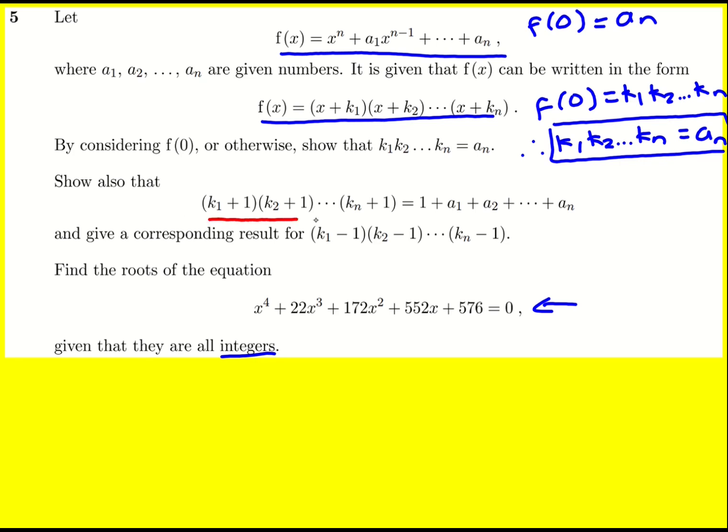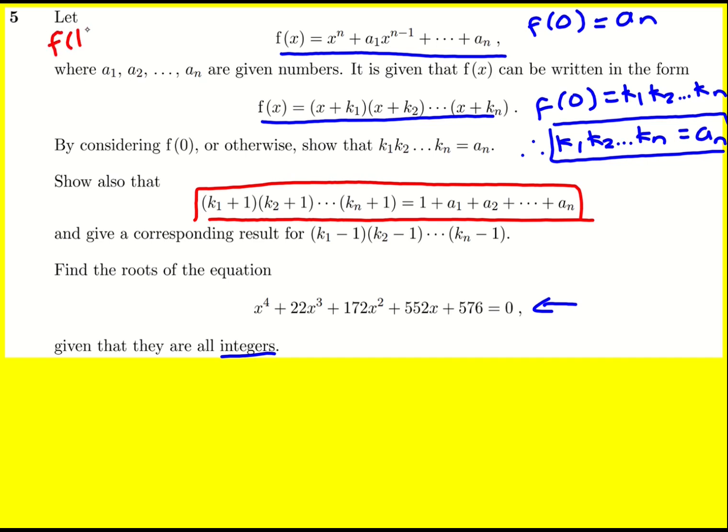Show also that this result is true. What I can do here is let x equal 1 in the second formula. So I'll put it equal to 1 in the first formula as well. f(1) is just going to be 1 plus a1 times 1 to the n minus 1. That's just 1. So 1 plus a1 plus a2 all the way up to a_n.